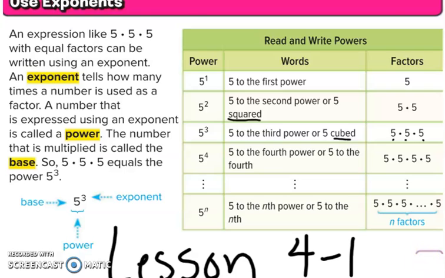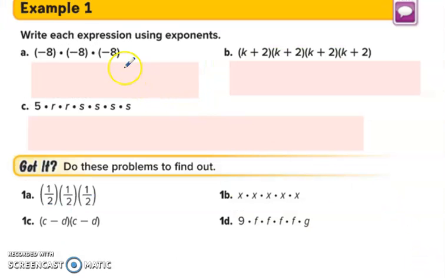Okay, so let's go ahead and see what we're going to be practicing. In each one of these examples, in example number 1, they're talking about writing it using exponents. In this case, we've got the same base, which is -8, and it is raised to 1, 2, 3, the third power, or else it's -8 cubed.